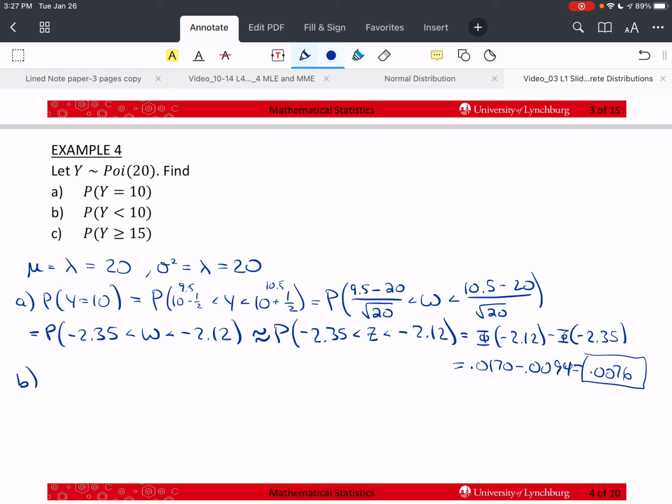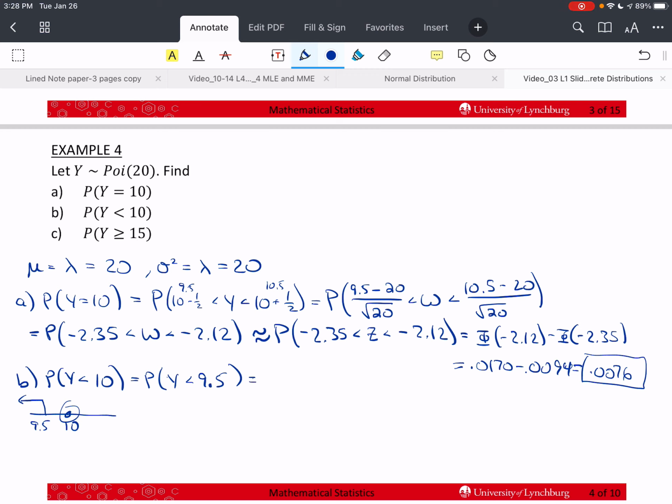Okay. B, the probability that y is less than 10 is equal to the probability that y is less than 9.5. Why? Because again, here's 10, I want less than 10, I cannot include 10, so I'm going to come over to this side, which is 9.5. If I do 10.5, it will include 10, and I can't include 10. Remember, discrete, I have to be very careful with this.